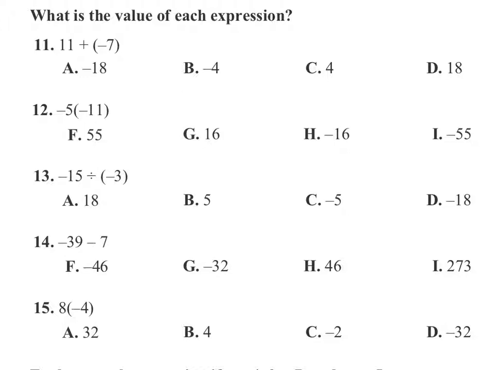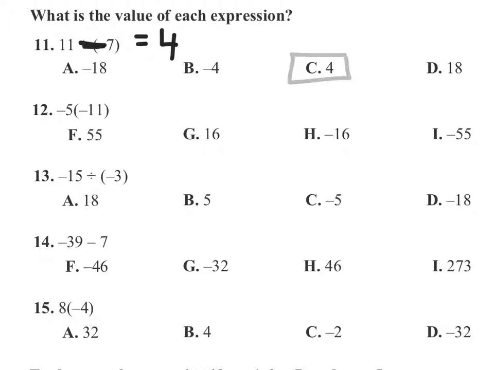Number 11. 11 plus negative 7. Well, we would just change this to a big fat minus sign right there, because it's the opposite of plus, which is minus. So 11 minus 7, bam, 4. And naturally, that is C.